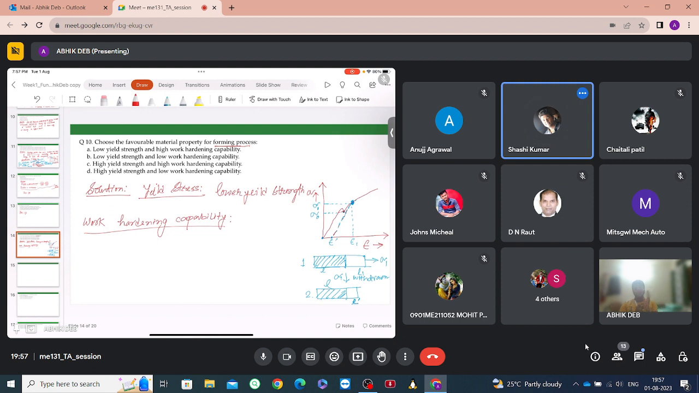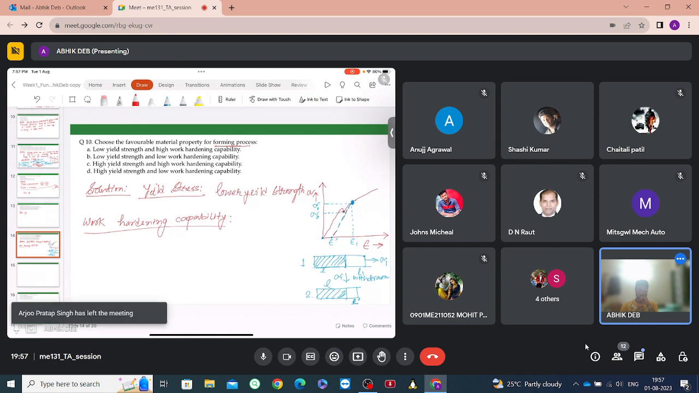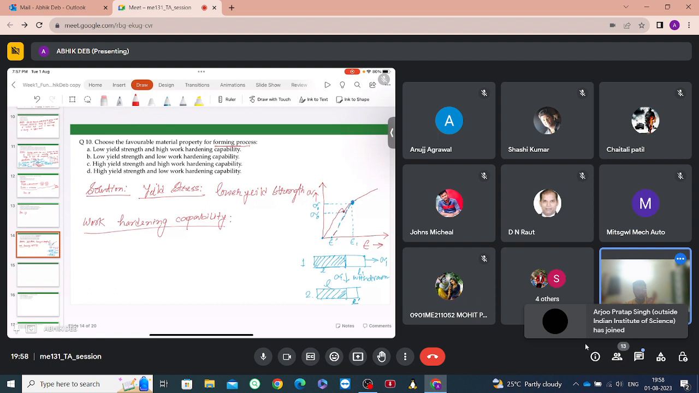Okay, sir. So for this material, for the material specimen 2, what is the effective yield strength now? Yield strength is the value of stress from which it starts deforming, right? So initially it was sigma naught, but now it starts deforming from sigma 1. So what is the effective yield strength here? So the effective yield strength will be sigma 1.